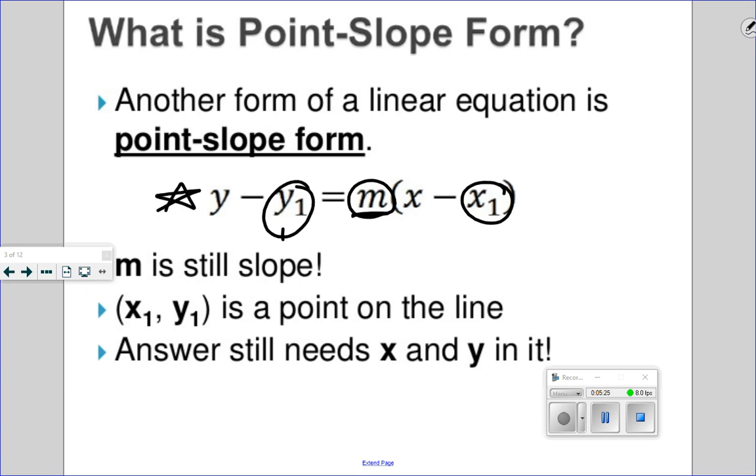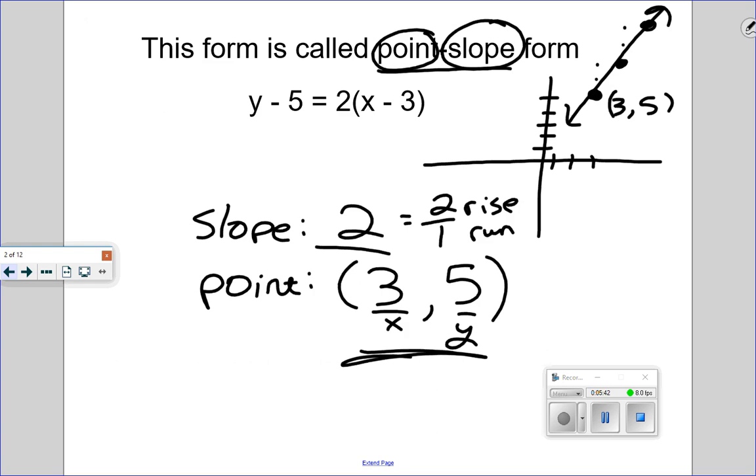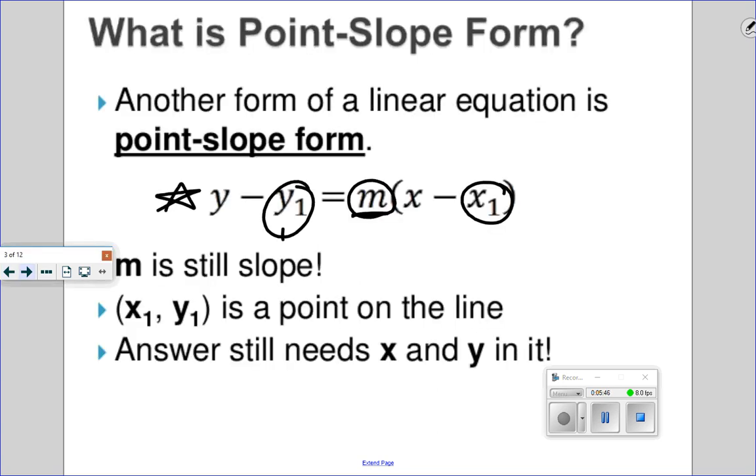m will always be slope when you see the letter m in an equation for a line. m always represents the slope. The x1 and y1 represent a point on the line. And we still have x and y in our actual answers. So when we write the equation, just like we did in that previous example, you always have x and y because they're variables. They represent all kinds of points that could potentially be on that line.